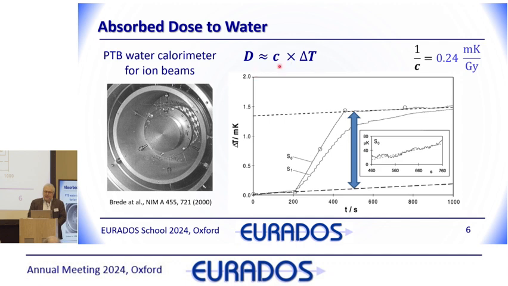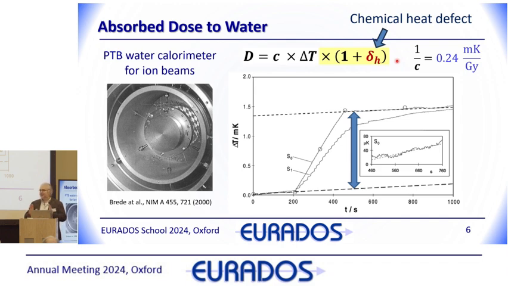So if you want to convert this approximate identity to a real identity, you have to apply correction factors. And the correction factor that is most important in that case is a factor which is almost unity, but has this small deviation from unity, and this is the chemical heat effect. Okay, still I have not told you what the chemical heat effect is.